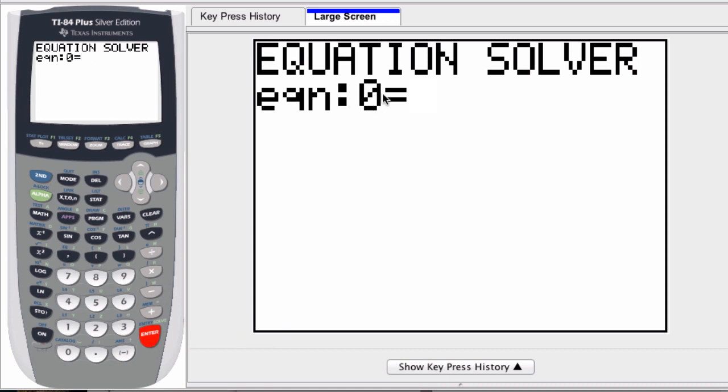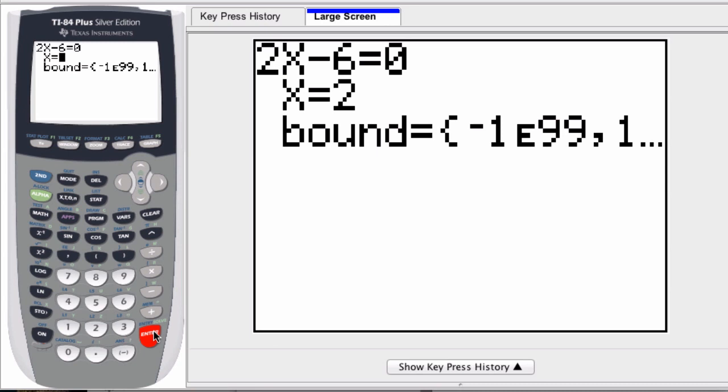Notice it says zero equals, and you need to enter in your equation. So if we enter in something like 2x minus 6, that's equal to 0. We're doing a different equation here, and press enter, this pops up. Well, what's happening? Well, the bound right here is where the calculator will look for your answers. And you can narrow this bound down, the range of numbers that it's choosing from, but it does start out really huge and should encompass the numbers you'll be working with.